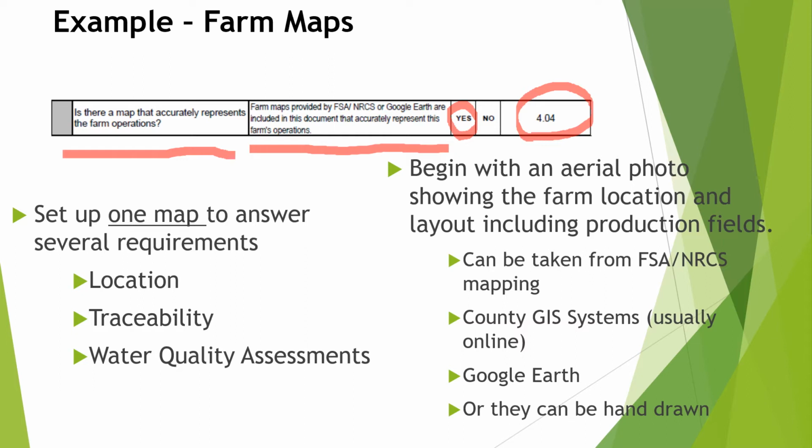Set up one map to answer several requirements: location, traceability, water quality assessments. Begin with an aerial photo showing the farm location and the layout, including production fields. There are multiple ways you can acquire an aerial photo of your farm. It can be taken from FSA NRCS mapping, county GIS systems, Google Earth, or they can be hand-drawn.